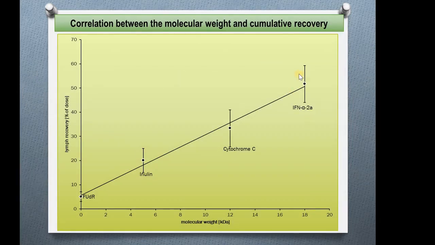فشوفوا الانترفيرون الأكبر molecular weight أكثر واحد صار بيه lymph recovery، راح للليمف صار accumulation هناك depending on molecular weight. Lower molecular weight لا ما وصل للليمف بنفس النسبة هذه percent of dose. أوكي، بينما هذا دا تشوفوه تقريبا وصل more than 50% of its dose. So that means there is a correlation between molecular weight and cumulative recovery in lymphatic circulation.